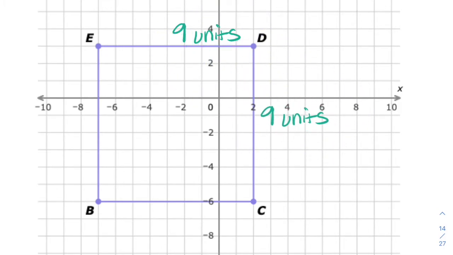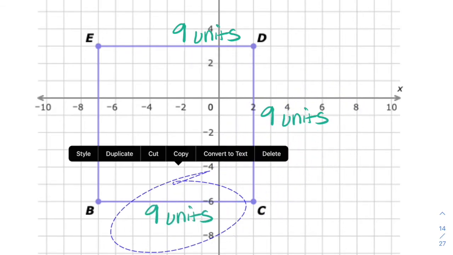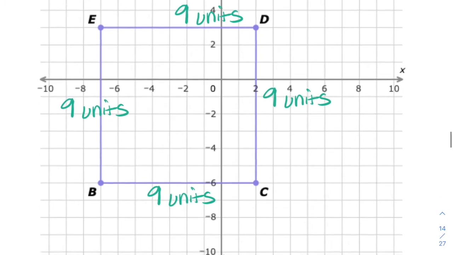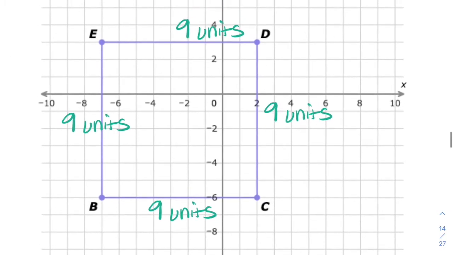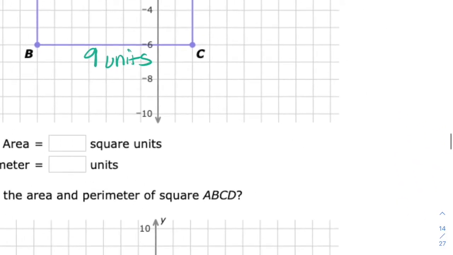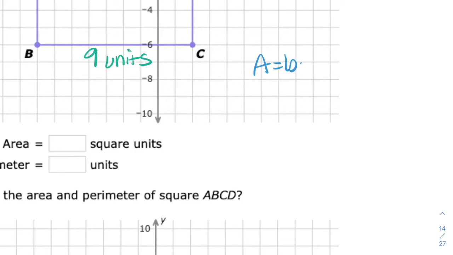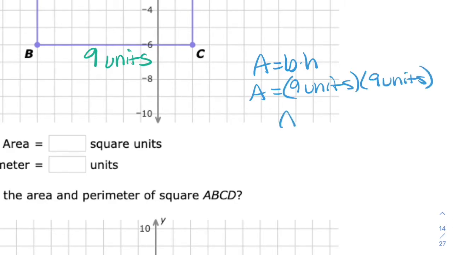If I duplicate, that's a little bit easier. Okay, so 9, 9, 9, and 9. So area is going to be base times height. Area is base times height. So area equals 9 units times 9 units. So area equals 81 units squared.